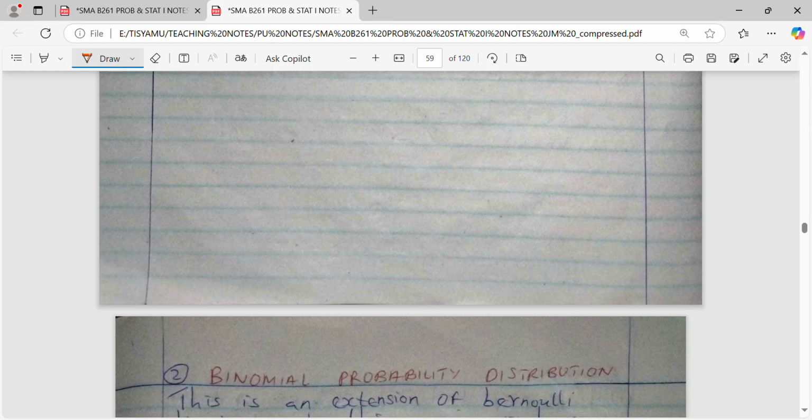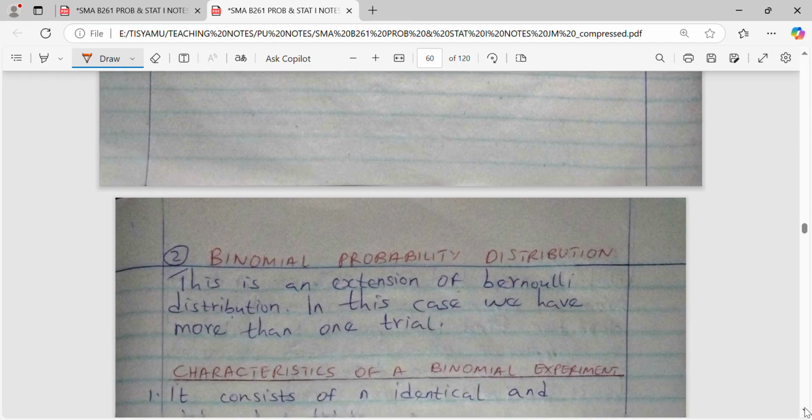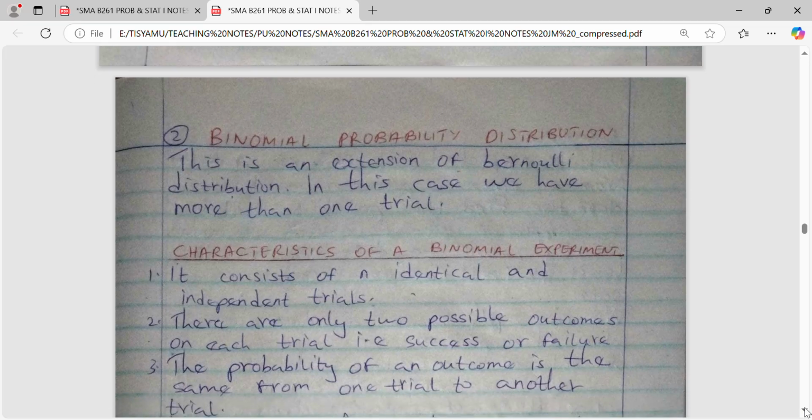And what we form is now a binomial probability distribution. So this is an extension of a Bernoulli distribution. In this case, we have more than one trial, and it consists of n identical and independent trials. There are only two possible outcomes for each trial, either a success or a failure.